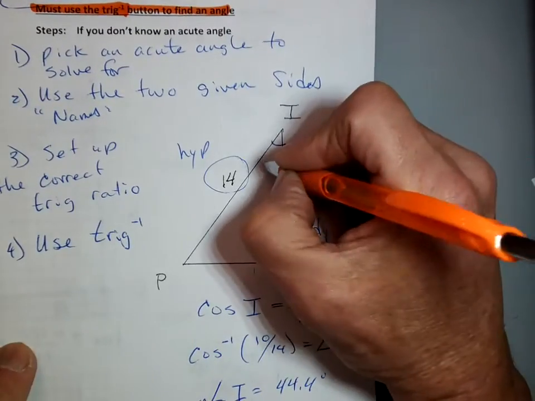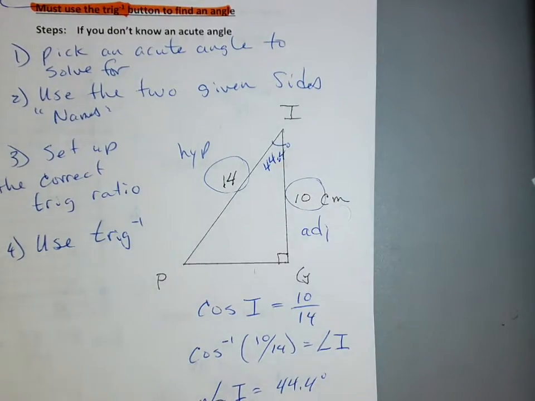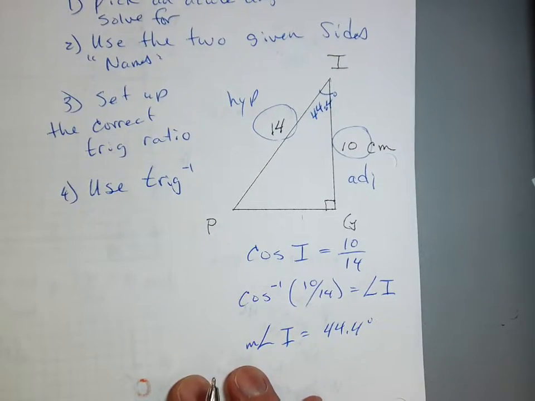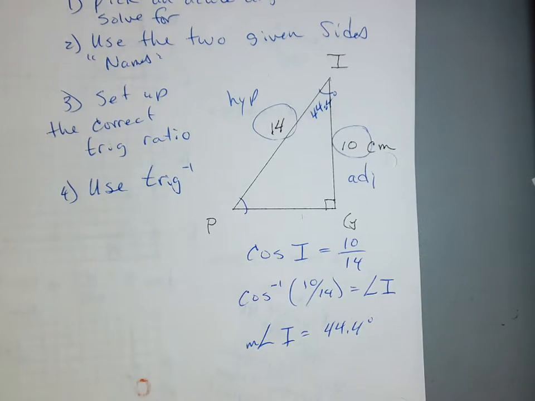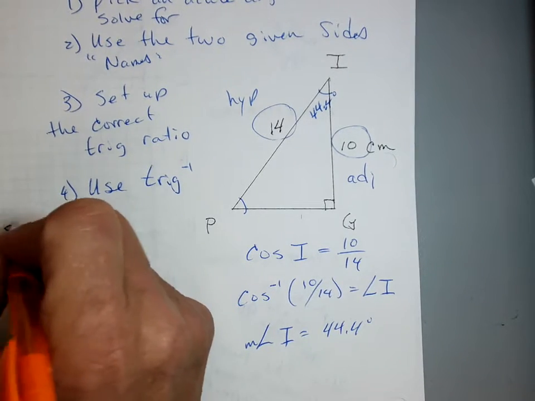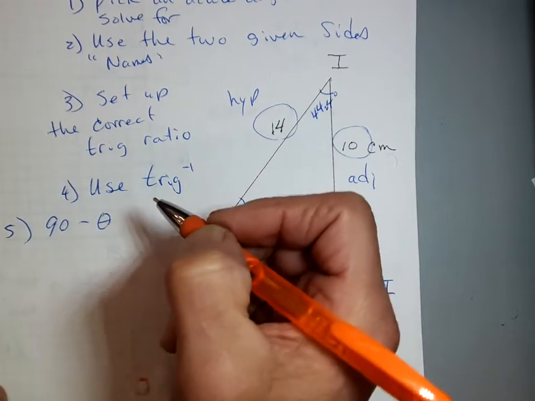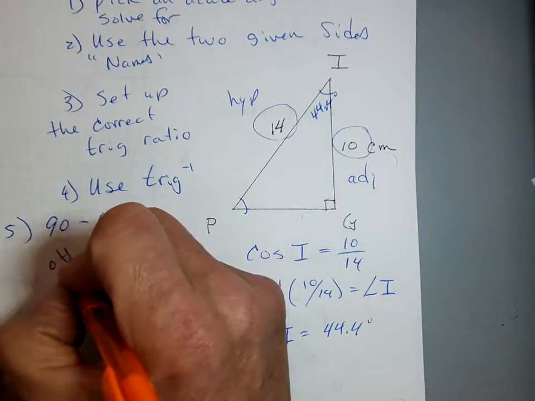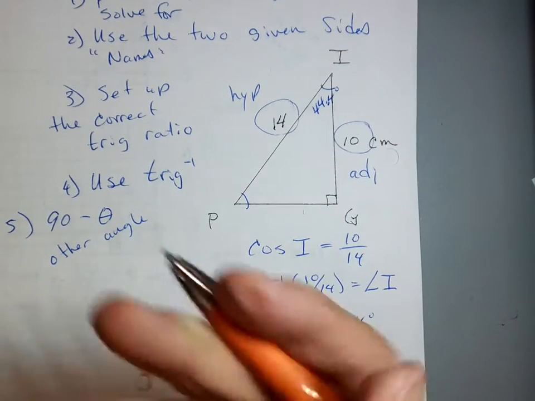So if this is 44.4 degrees, yeah. Now it gets easy. Angle P, I just heard Annie say it. To find the other angle, we'll just subtract from 90, right? Those two angles have to add up to 90. So step 5, I'm going to go 90 minus theta to get the other angle.